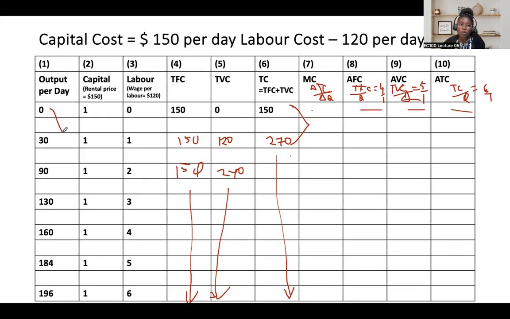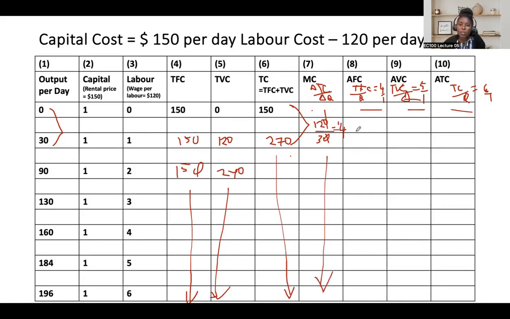So from one point to the other, so 0 to 30. Okay, so you have changed output from 0 to 30. We want to know the change in cost. So you take 270 minus 150, and then you get 120 over 30. That gives you 4. Okay, so your marginal cost is 4. So you do the same all the way.